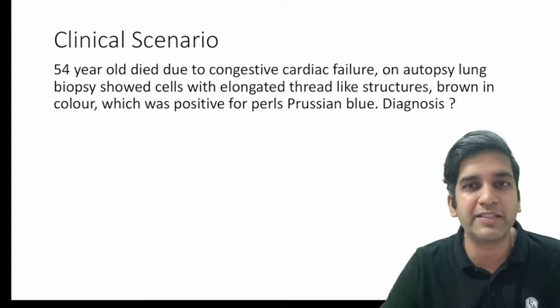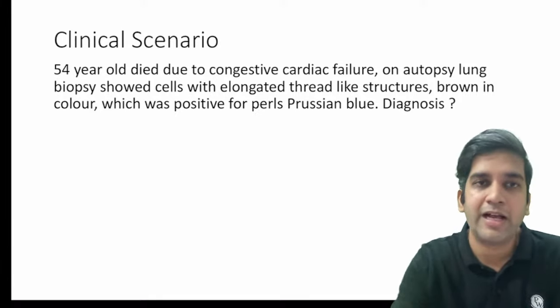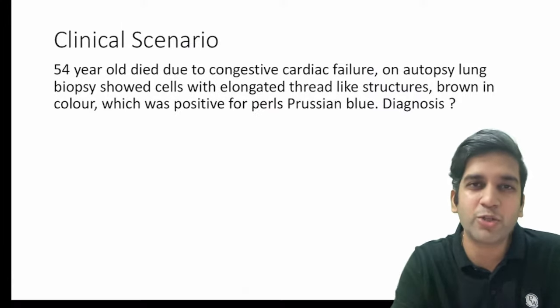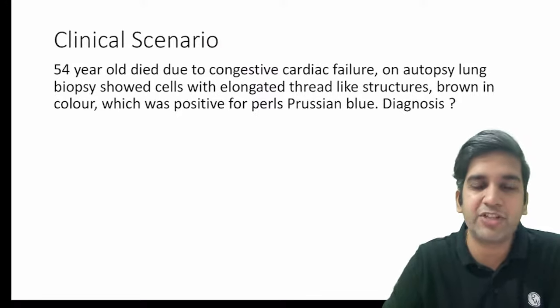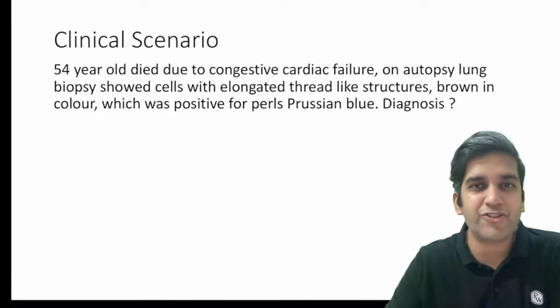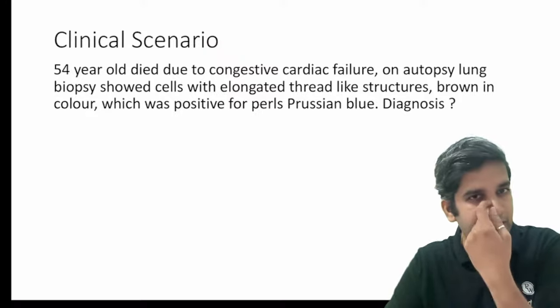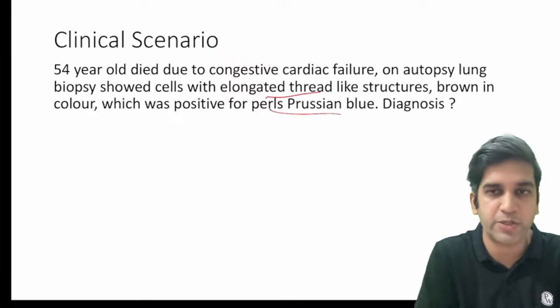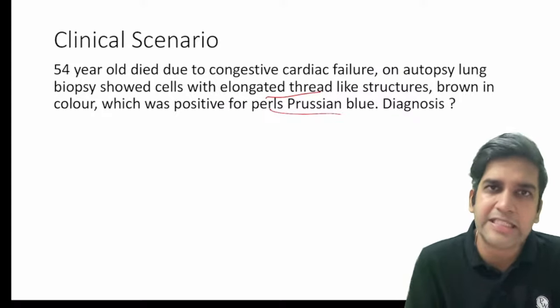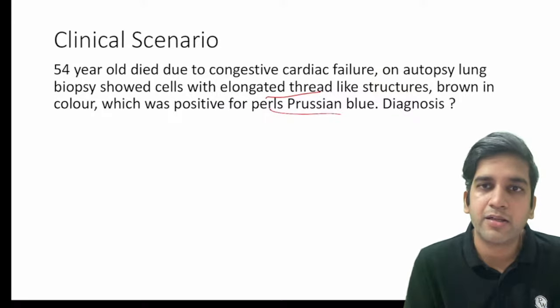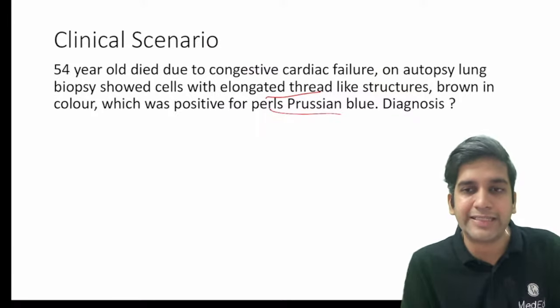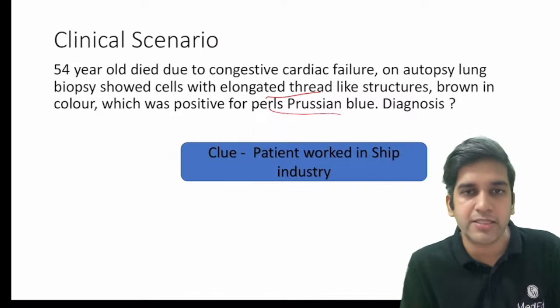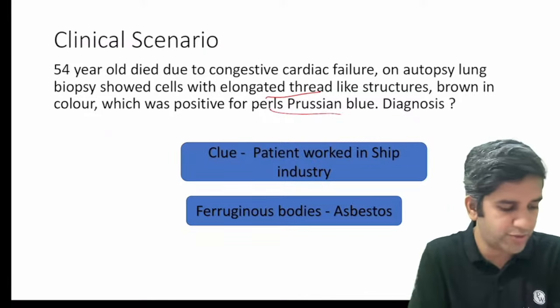Let's see how many of you can pick this up. I've hidden a very important clue for you here, but let's see if you can pick it up. Actually, history here is not supportive. Congestive cardiac failure, autopsy of the lung showed an elongated thread-like structure, which is Perls' Prussian blue positive. Again, saying it is an iron-containing pigment. And this is the pigment. Clue is this.